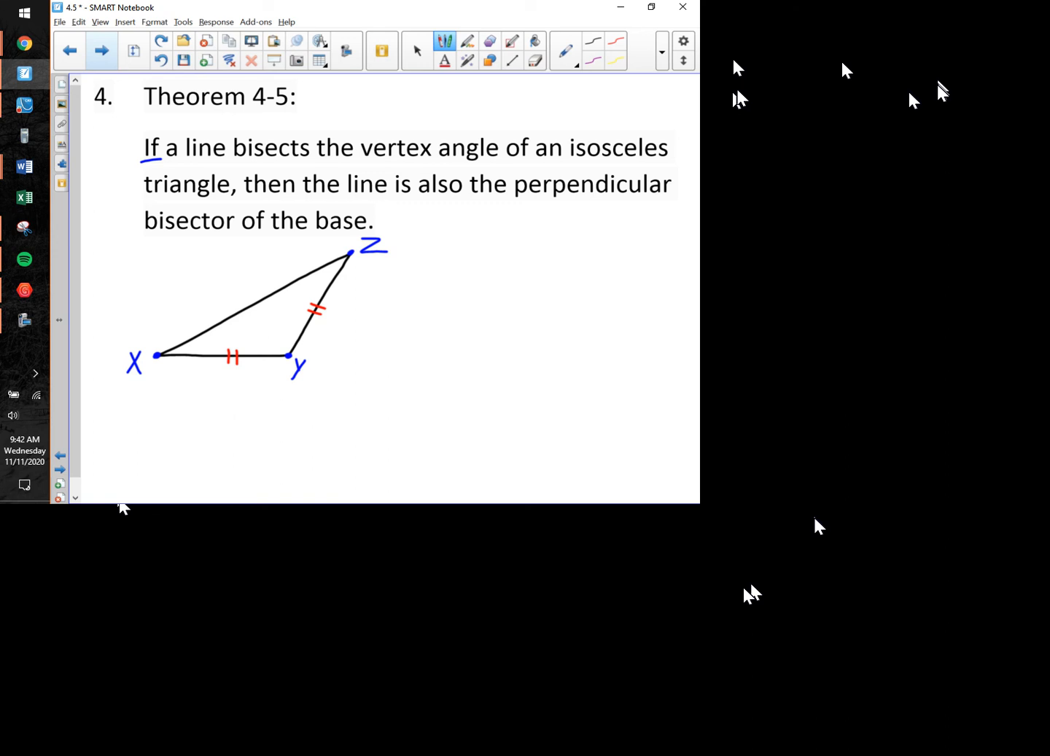The vertex angle of an isosceles triangle is the angle between the legs. The legs of an isosceles triangle are the two congruent pieces. So line segment YZ is one leg, and line segment YX is the other leg. And that means that angle Y right here, everybody, is the vertex angle. And we're trying to draw the line now that bisects that vertex angle. Bisect meaning cutting it equally in half.